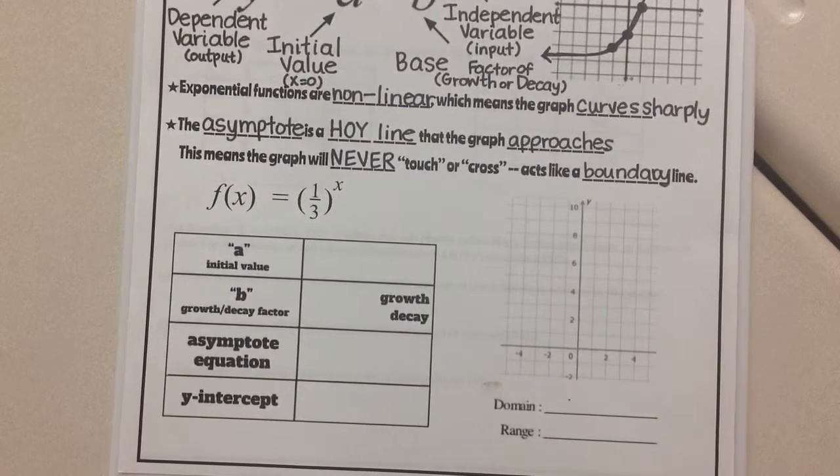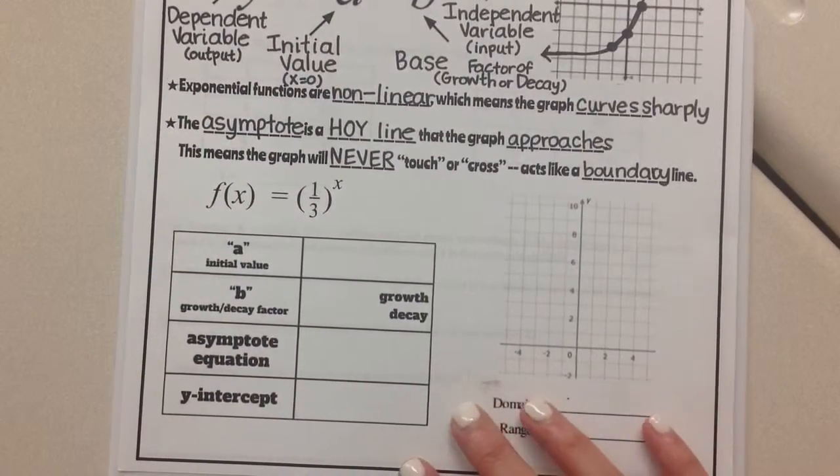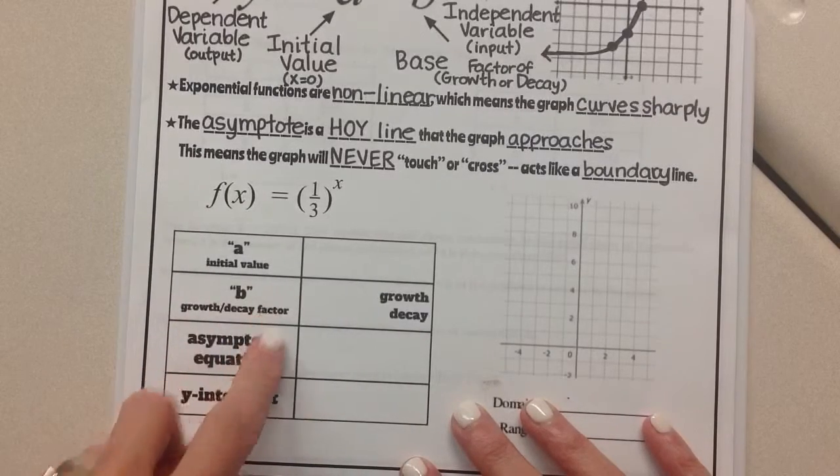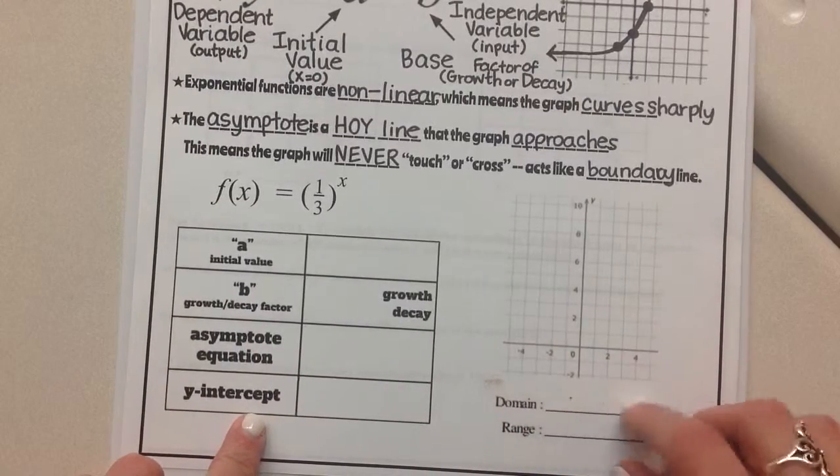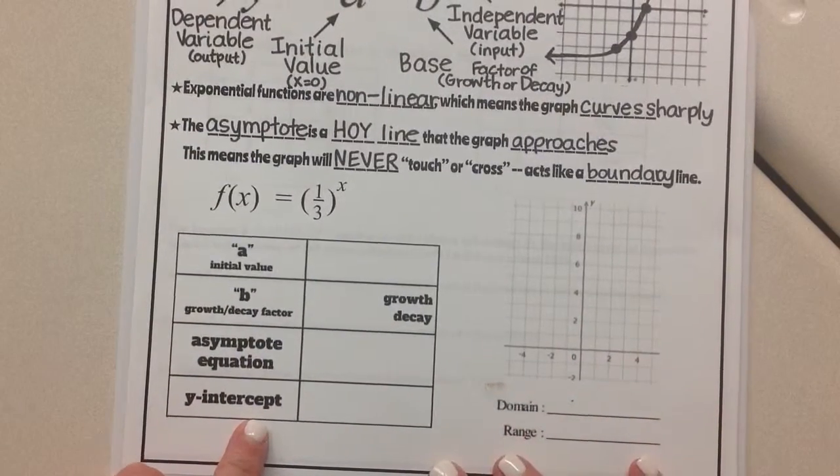Okay, so let's look at this f of x equation and see if we can identify the initial value, the b value, which is your growth or decay factor, tell the asymptote equation, and the y-intercept. We're going to sketch the graph so that we can identify the domain and range for practice.